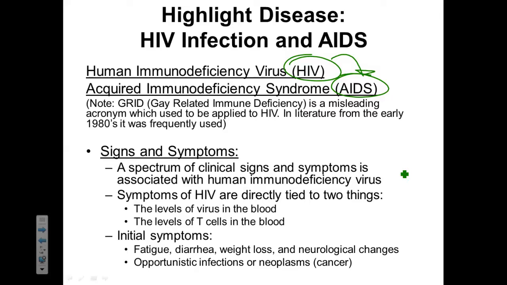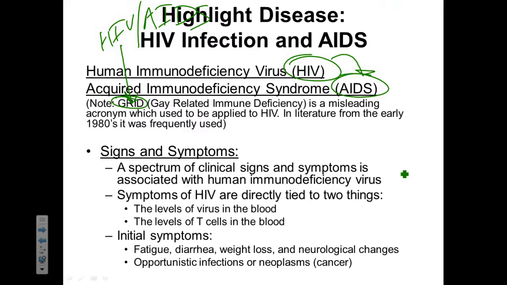An old, antiquated term that used to be used to refer to this infection is GRID, which stands for gay-related immunodeficiency. This term is misleading primarily because this disease can occur in individuals that are not gay, not homosexual. However, if you're reading literature from the early 1980s, particularly from 1982 to 1986, the term GRID was very commonly used. So for any of you that go back to do a literature search, if you ever see this term GRID, I want you to mentally substitute it with HIV/AIDS. That's the current name for the disease.